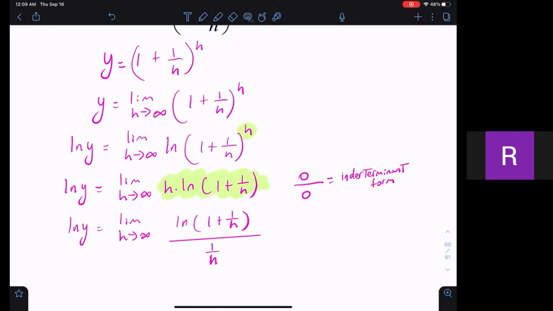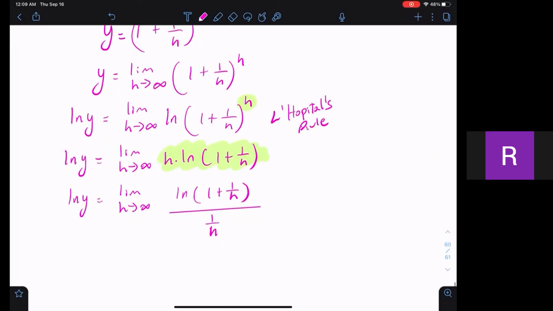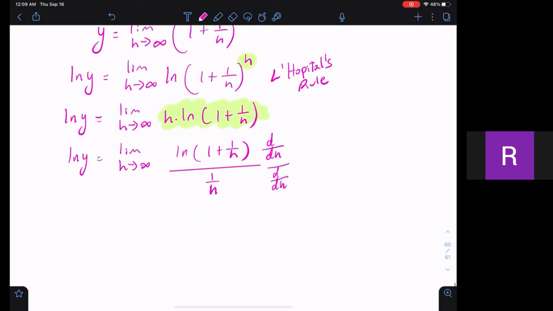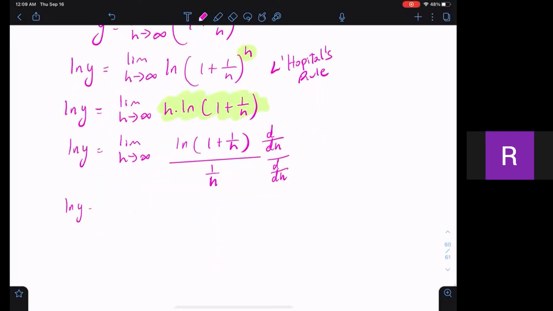So what you can do is use L'Hopital's rule, right? If you took calculus, you know that L'Hopital's rule applies, and you have to take the derivative with respect to h. So ln(y) equals the limit as h approaches infinity of the derivative of this function, right?